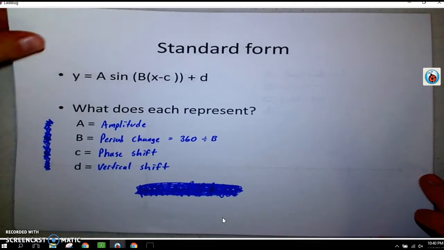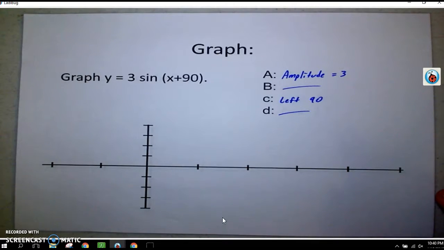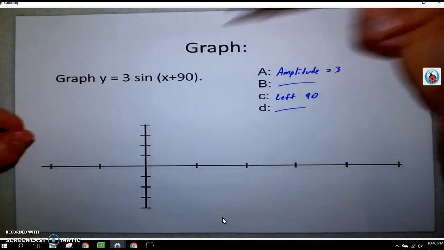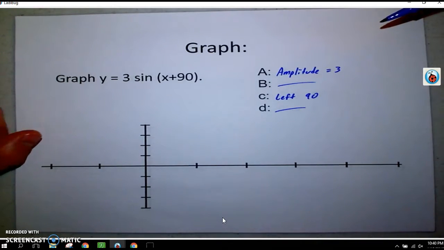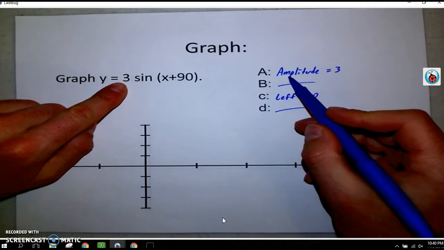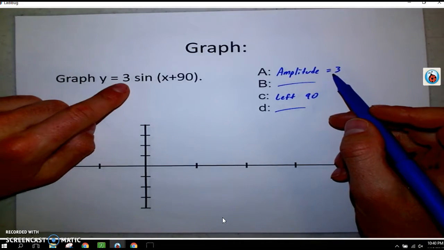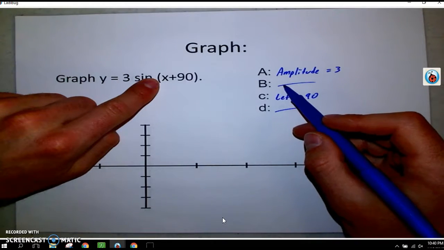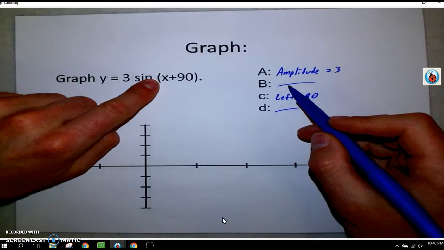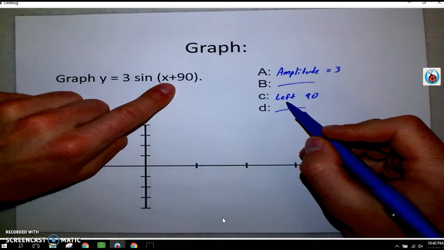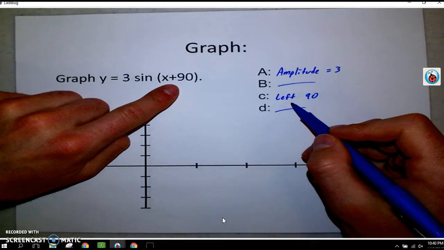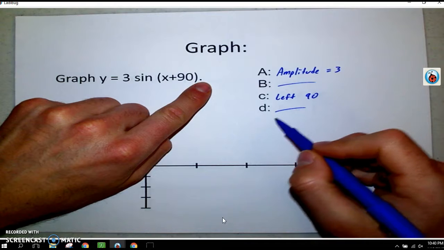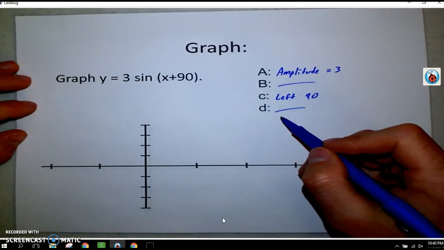All right. So in our first function that we're going to graph here, I've got y equals 3 times sine of x plus 90. So in this function, I have an amplitude of 3, denoted by the 3 right there. There is no new period, so I don't have a b value in this problem. I do have a phase shift. That plus 90 will shift my graph to the left 90 units, and at the end there is no vertical shift, so nothing to be done there.